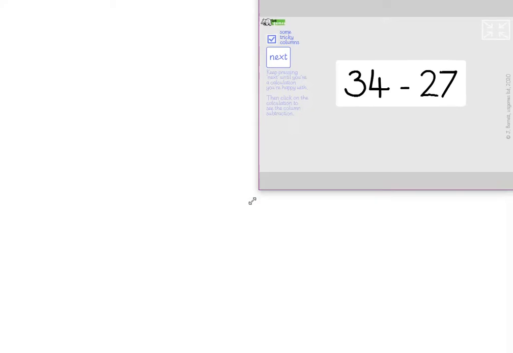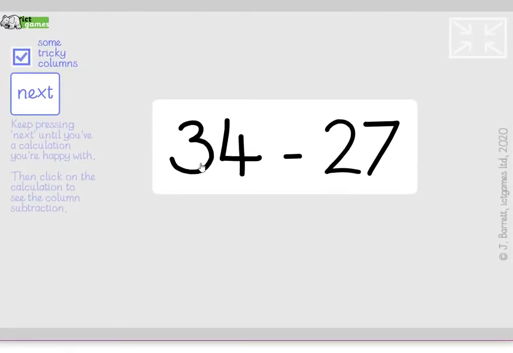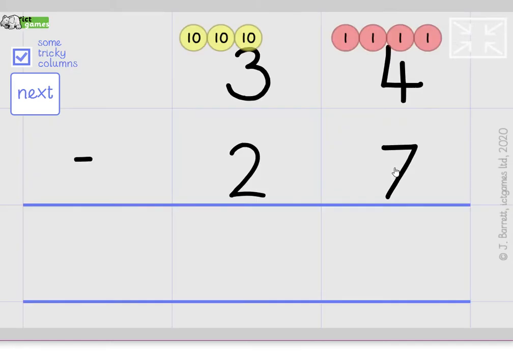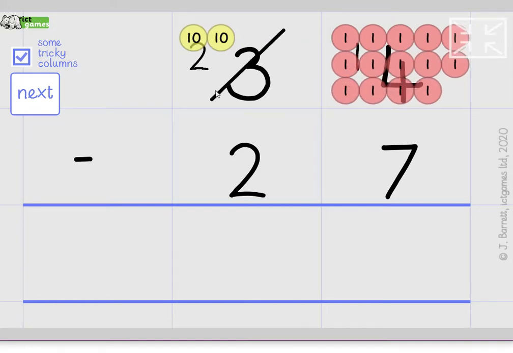Let me just see if I can quickly find the year twos one. Year twos, you've got a tricky column in there. 34 take away 27. So the units get lined up first, then line up the tens. We've got 4 take away 7. That's impossible, but we can make the impossible possible by unpacking a 10. So this goes down by 1, from 3 tens to 2 tens. I've still got a 4, but we've put a 1 here, meaning a 10. So we've got 14. There's 10 here and 4 here.